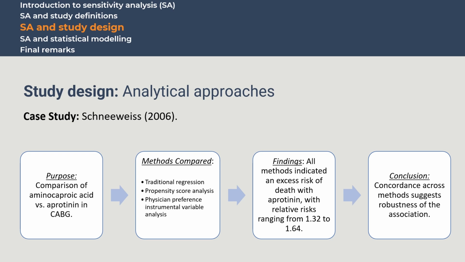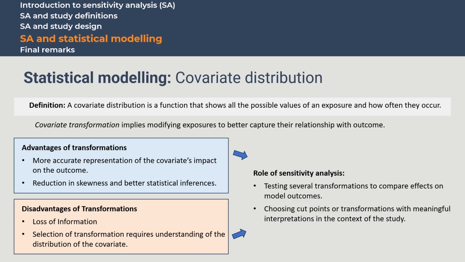In the statistical modeling dimension, we have the covariate distribution, which is a function that shows all the possible values of an exposure and how often they occur. Covariate transformation implies modifying covariates to better capture the relationship with the outcome. The advantages of those transformations are that they may capture more accurately the relationship between covariates and outcomes, and also they can reduce the skewness of the covariates, and therefore improve statistical inferences.